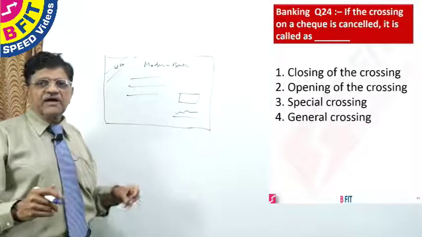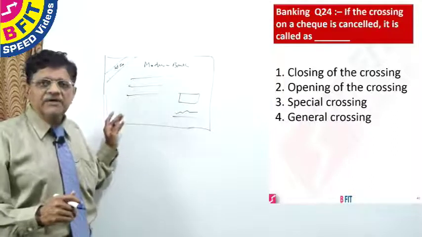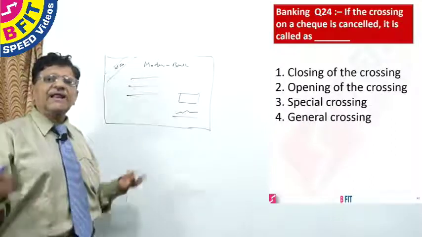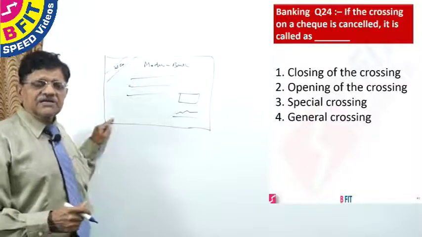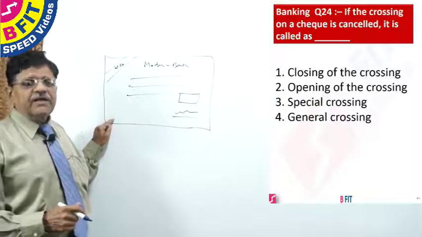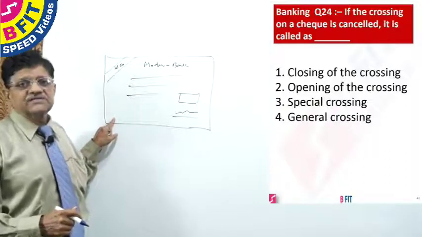So that is safety. If you cross the check, we know who has received the payment. In an uncrossed check, any bearer can take the money. We do not know who has received the money. But in a crossed check, there is an additional safety. We know exactly who has received the money.